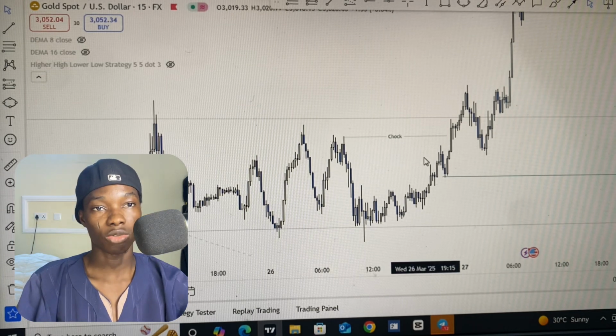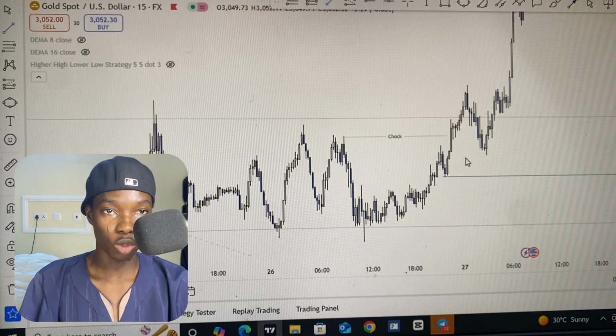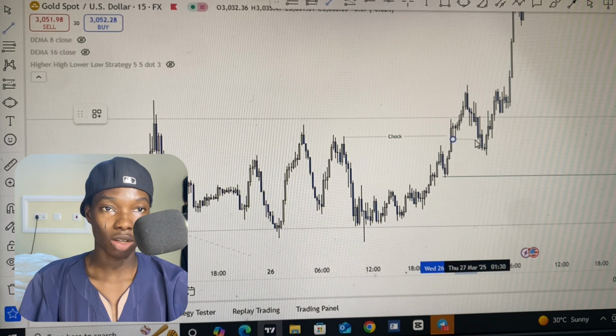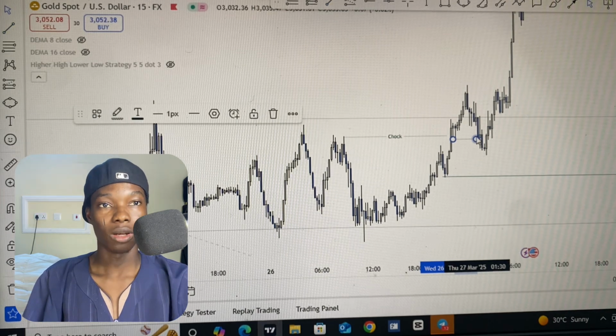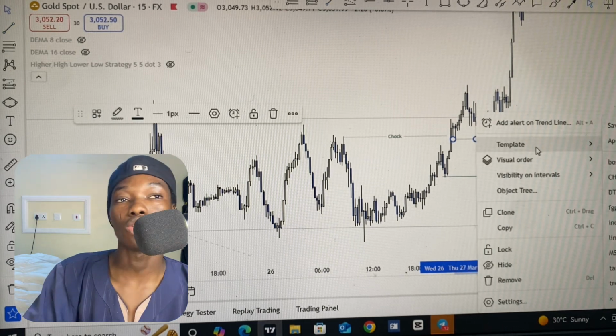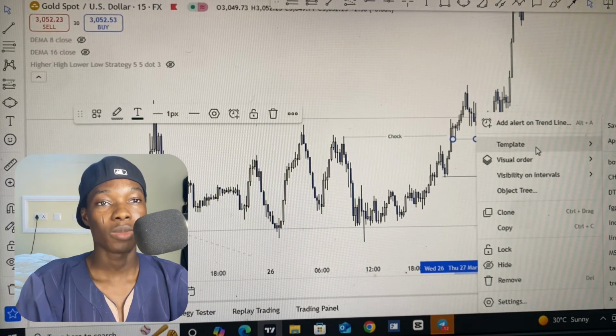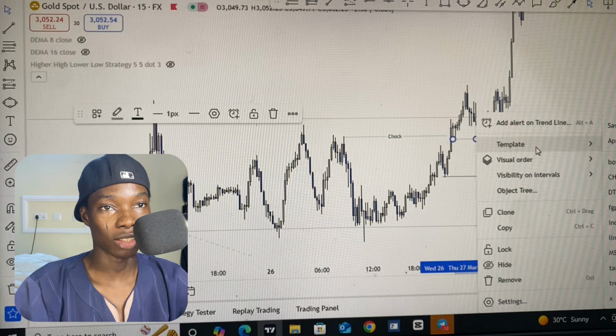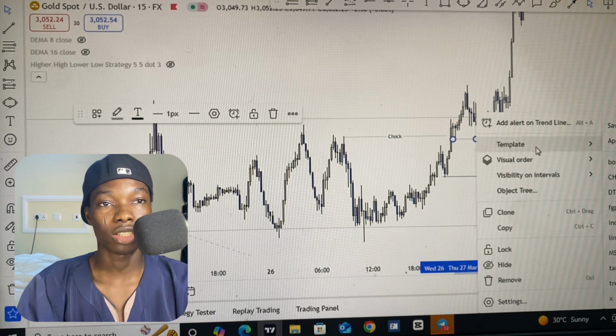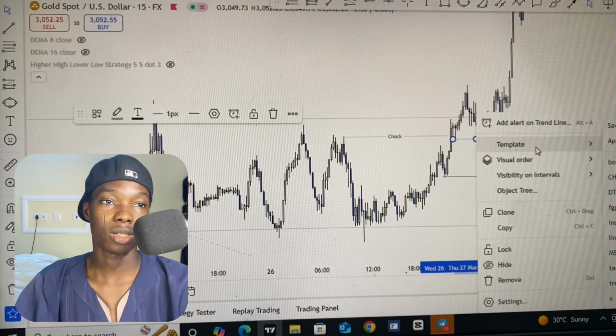So after this change of character, I'll mark out my liquidity or inducement. I normally call it inducement because it is inducement, not liquidity. Liquidity is the point you are looking for the market to break out, maybe when you want to take profit. Inducement is the point that is protecting the market, the trap that the market is setting for the early buyers or the early sellers.